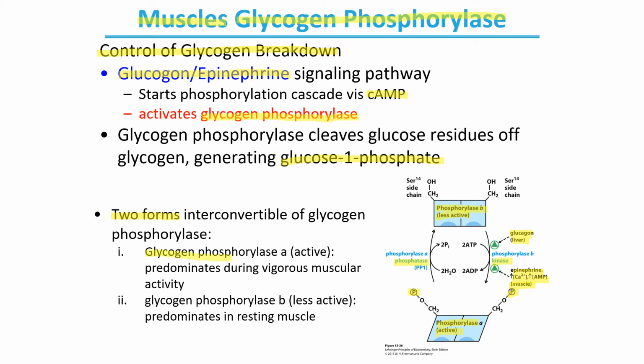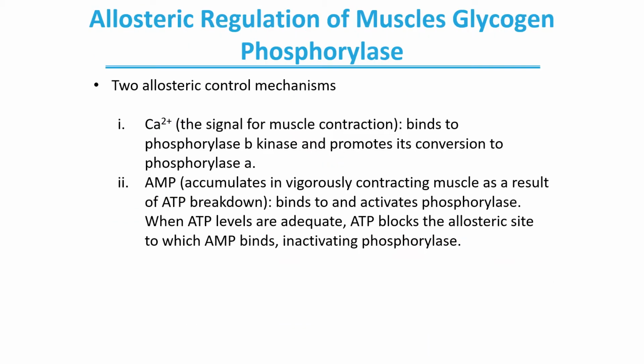And the active form is in the muscles. As we are talking about the muscle phosphorylase, it is going to be active during vigorous exercise or vigorous muscular activity, whereas when you are resting or not doing anything, then the inactive form exists more. Now, apart from glucagon and epinephrine, the hormones that activate this enzyme, glycogen phosphorylase, there are two allosteric control mechanisms as well, which I told you in the last slide as well.